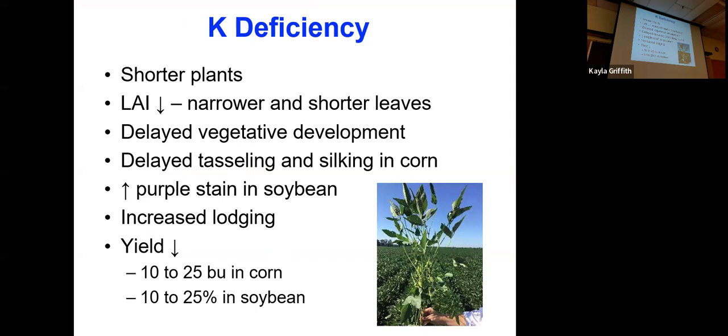So the leaf area index, I don't know if we covered that term earlier, is just the proportion of space covered by plants. It's kind of a proxy of the canopy, so how much light is filtered out. Plants tend to be narrower with shorter leaves, and we tend to have delayed vegetative states. You could drastically reduce your yield, increase the lodging, and you can have a lot of this purple stain in soybeans.